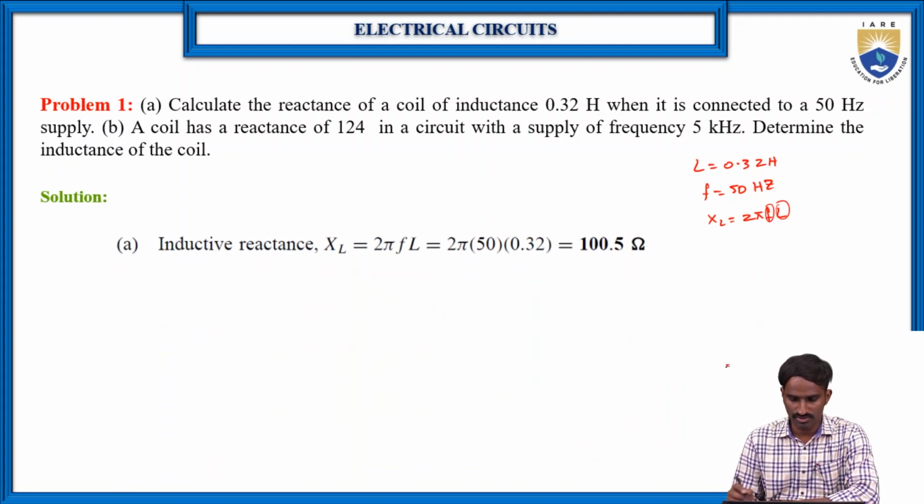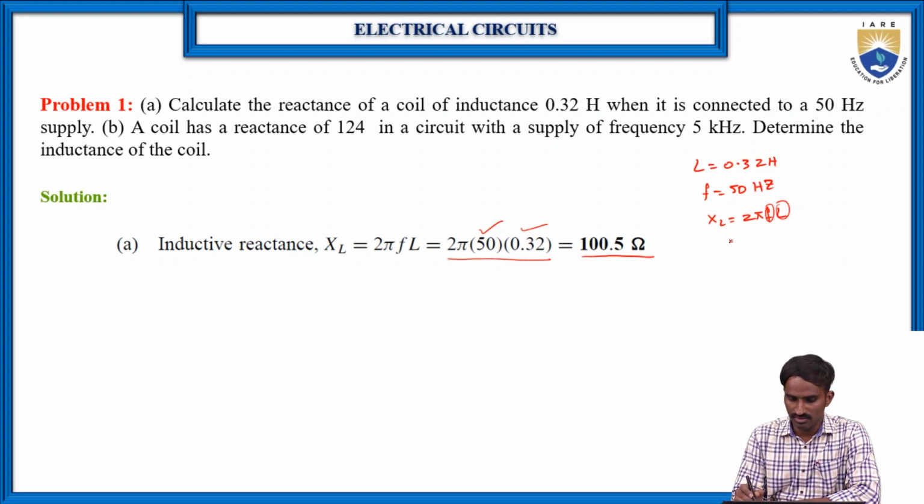So here XL is equal to 2 pi into FL. Just substitute the value of F, which is 50 Hz, and L, which is 0.32. Then if you simplify this equation, you will get the inductive reactance of the coil as 100.05 ohms. Right.